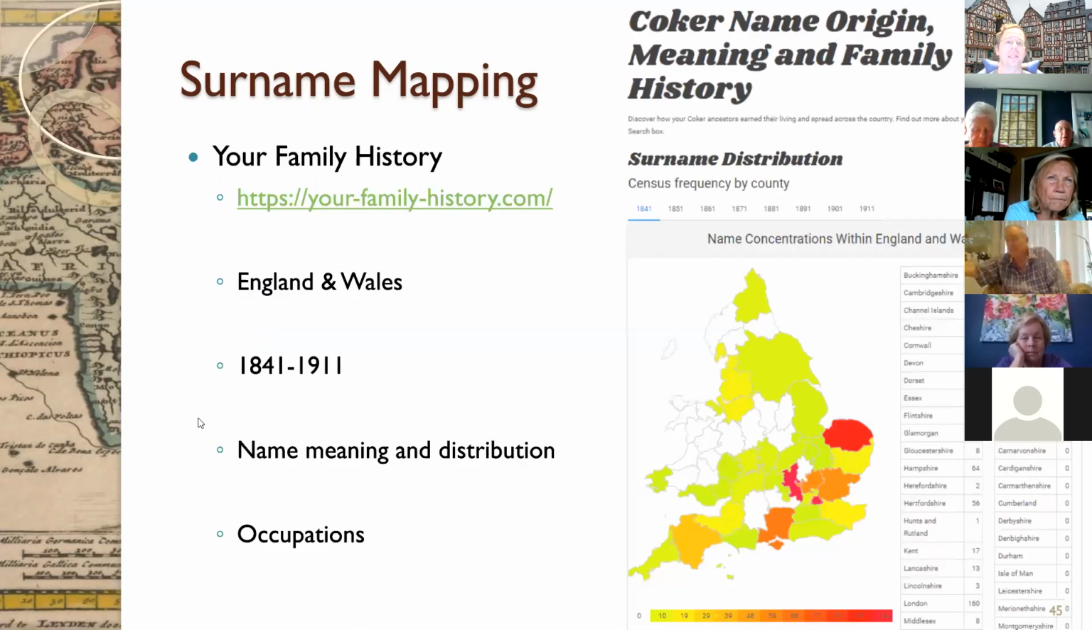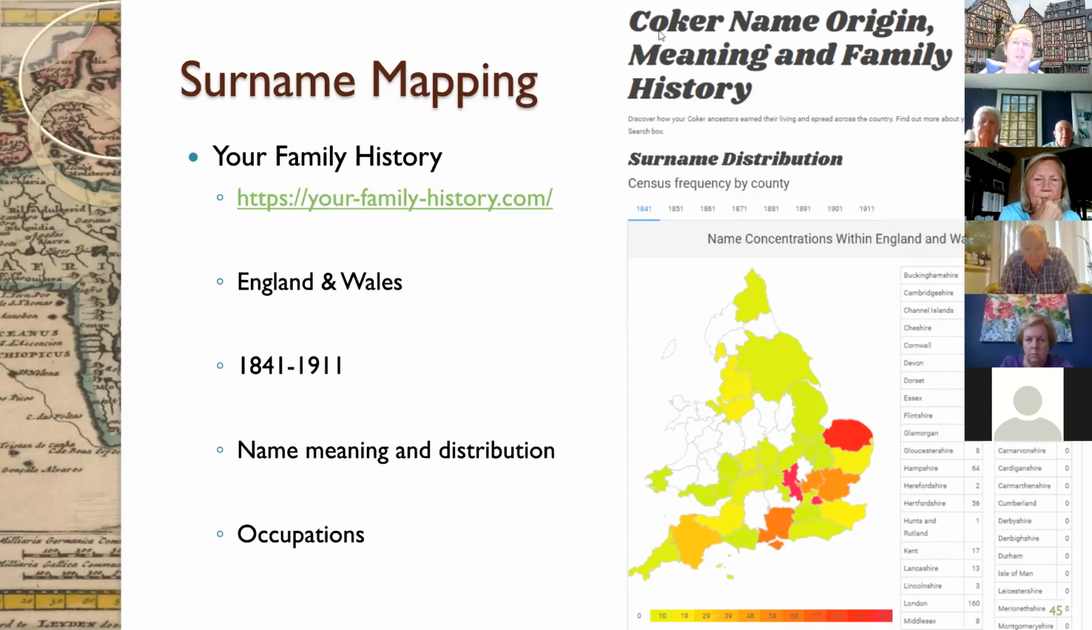So how do you find these? Well, I'm going to do one more for England here. This is England and Wales. Each of these different websites has different countries that they work on and different record sets. Notice this one has 1841, 1851, 61, and so on. So it's using the 1841 to 1911 censuses to map the name.